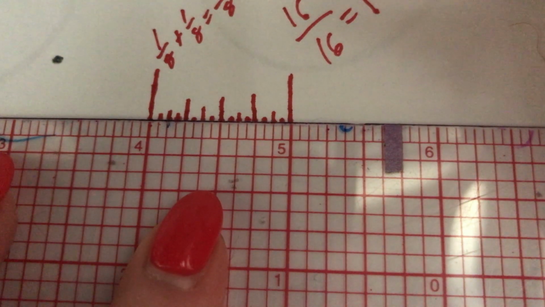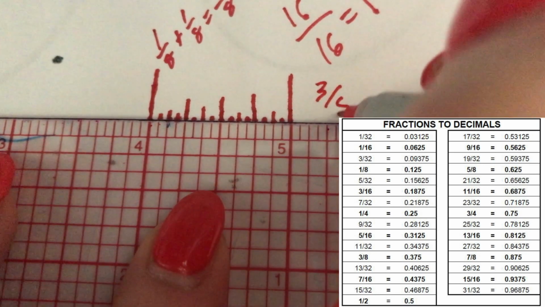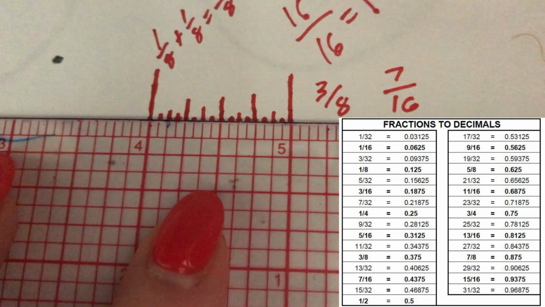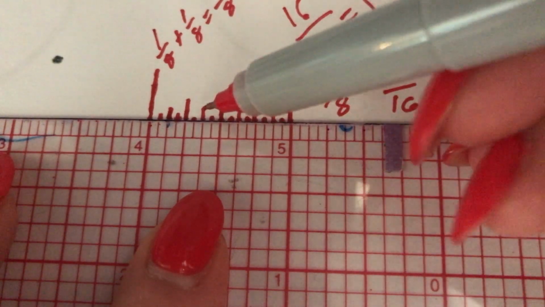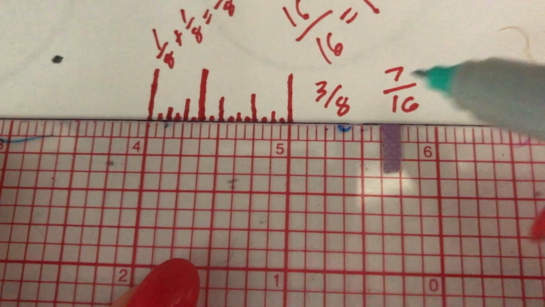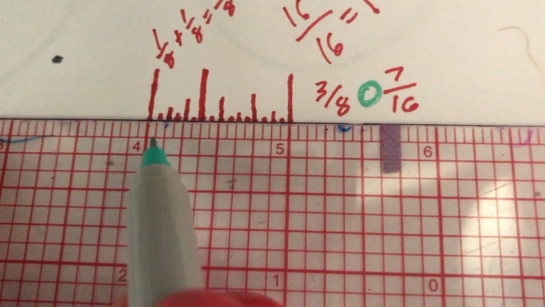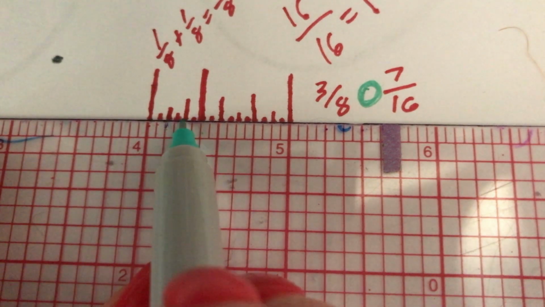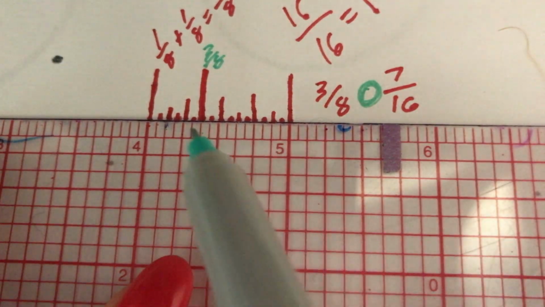So our chart said we wanted something in between 3/8 and 7/16. Okay, let's find 3/8. Remember that this is an 1/8. 1, 2, 3. So this is 3/8. This is the important number now. Okay, so let's find something in between 3/8 and 7/16. This is an 1/8. That's an 1/8. 1, 2, 3. This is 3/8.